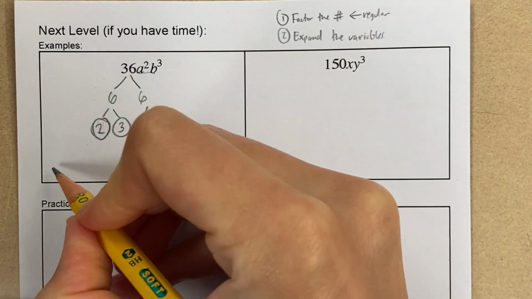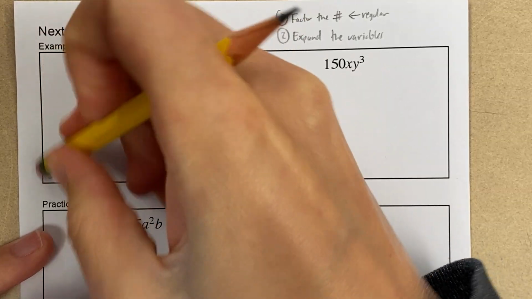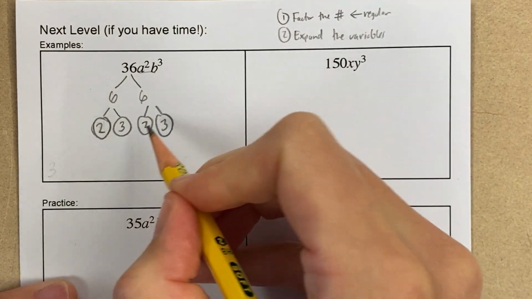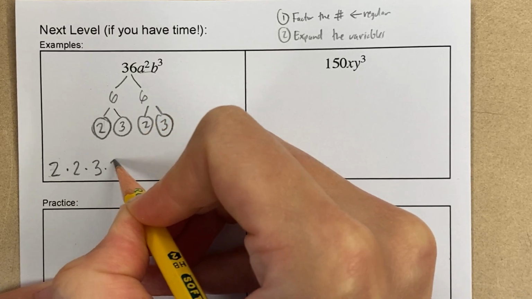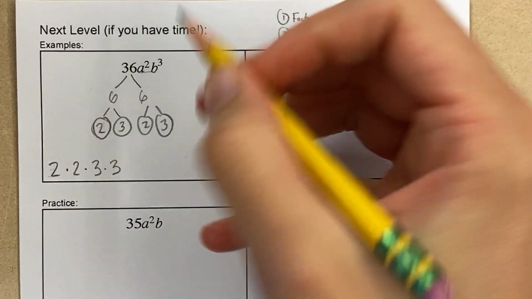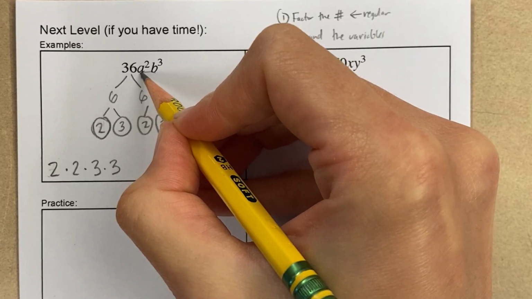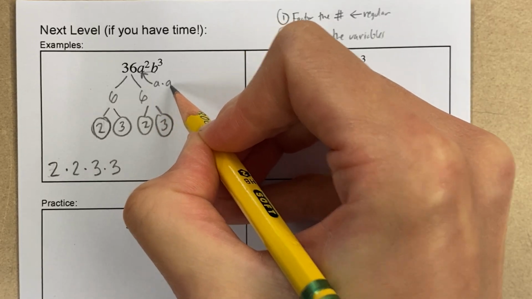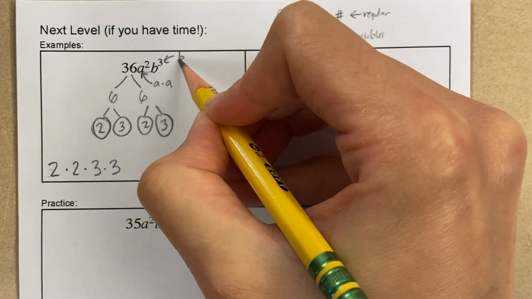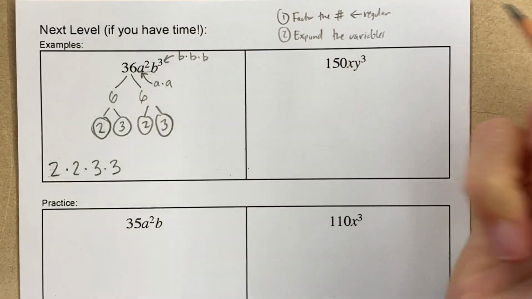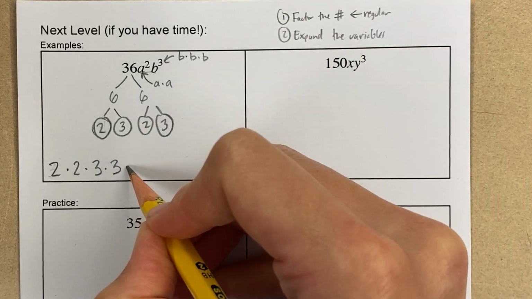Okay, now notice when I list this out that I am not going to do 2, 3, 2, 3, right? I'm going to group the two 2's together. 2 times 2 times 3 times 3. Okay, now watch. Here's what I mean by expand the variables. This a squared means a times a. That's expanded. That's all it means. This b to the third power means b times b times b. That's all it means.